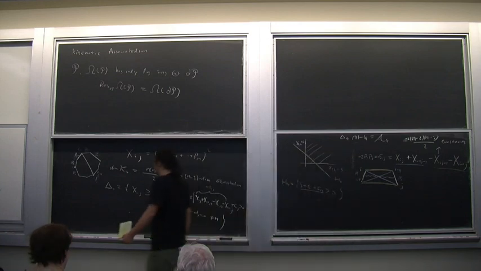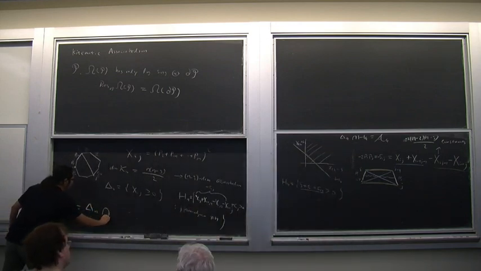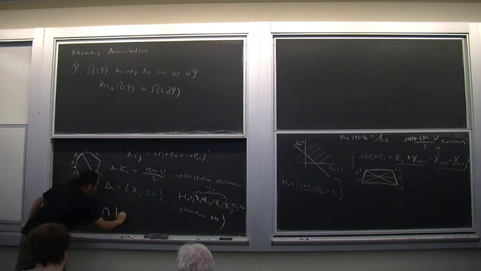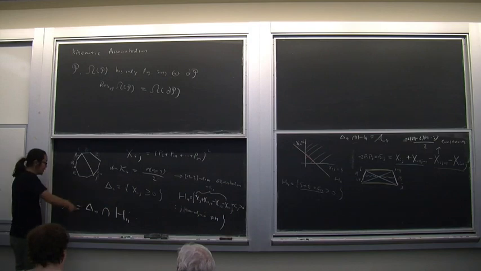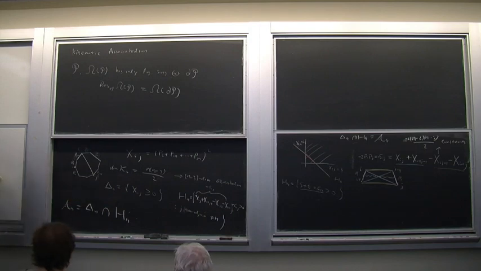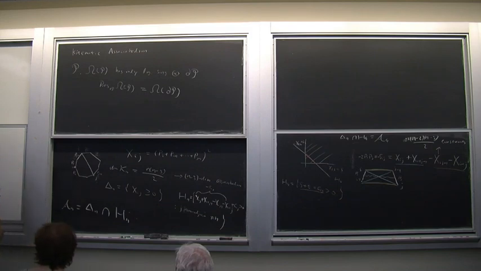Then the claim is the intersection of delta n, this cone in top dimension, with your subspace Hn, this n minus 3 dimensional subspace, gives you a polytope that has this combinatoric structure, and whose faces and so on correspond to either triangulations of the n-gon or planar Feynman diagrams. Okay?